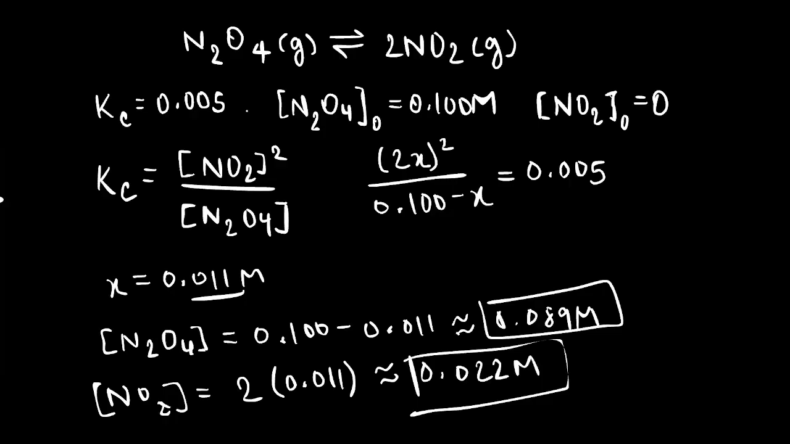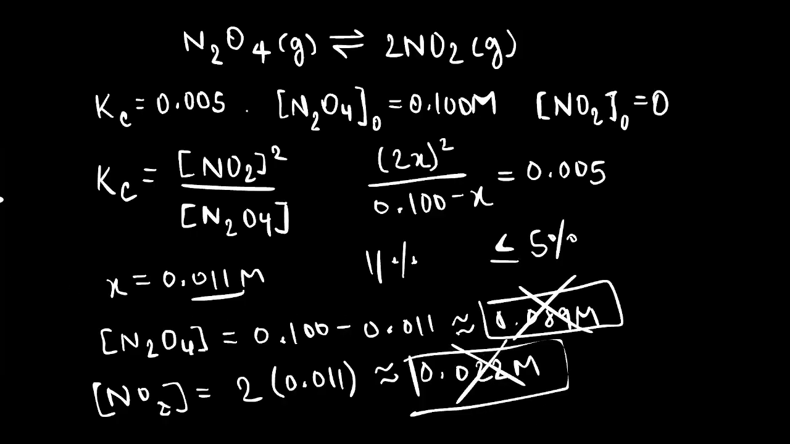But if our x turns out to be greater than 5% of our initial concentration, that means it is too large for us to assume it to be negligible for this denominator here. And what that means is we would actually have to solve this whole expression algebraically, and we cannot just use our approximation. In this case, we can see that 0.011 is approximately 11% of 0.1. And what that means is it's above that acceptable 5%. So we cannot actually use this approximation, and these answers would end up being inaccurate.